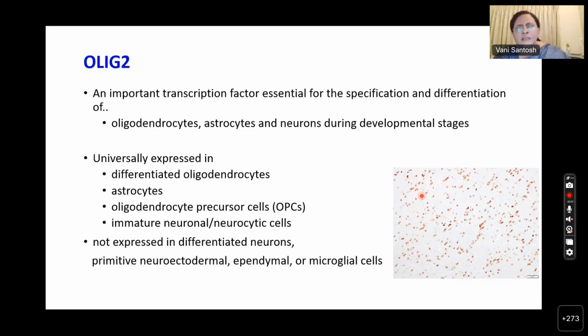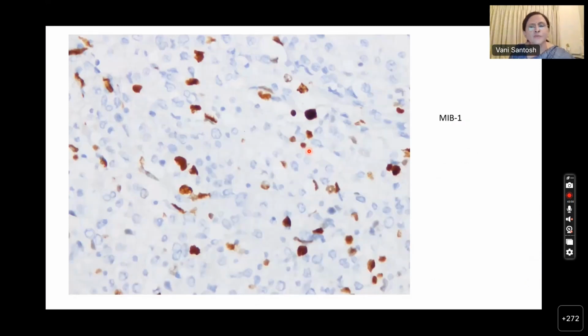Even in some of the circumscribed gliomas it will be positive. So for example, you want to differentiate a pilocytic astrocytoma from an ependymoma. Ependymoma will be Olig2 negative, whereas pilocytic astrocytoma will be Olig2 positive. So it's a very useful stain, and we use it for all these diffuse gliomas. So that is why I showed you that you use GFAP and Olig2.